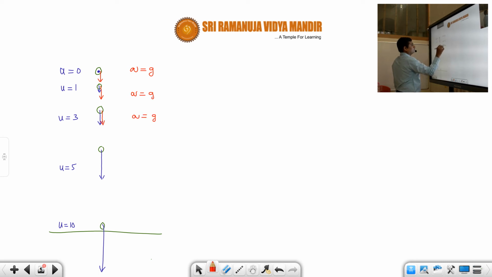See the length of the arrow, students. At every point I am drawing the same length, a equal to g. I hope students you understood. The velocity is increasing but the acceleration is constant in the first case.